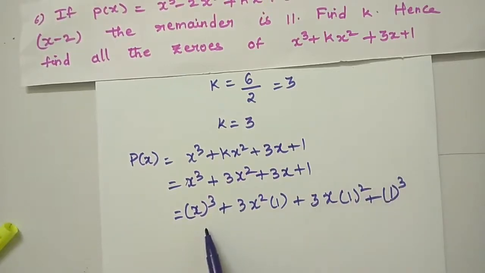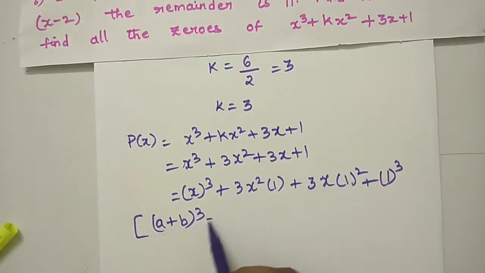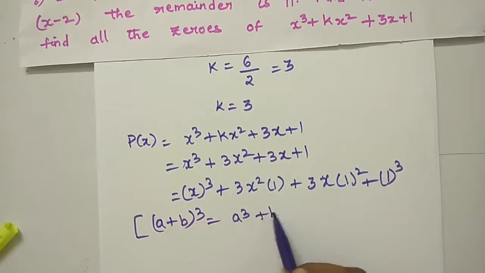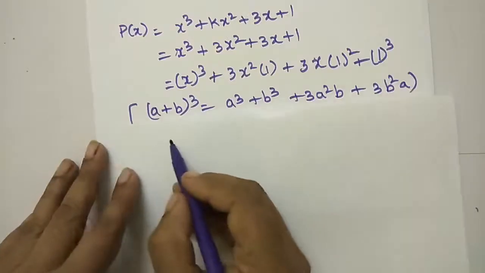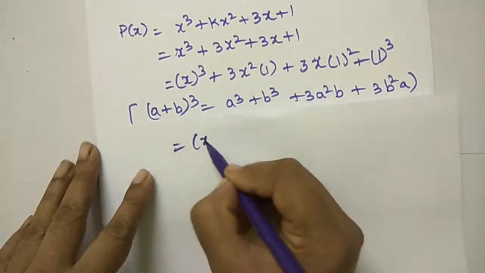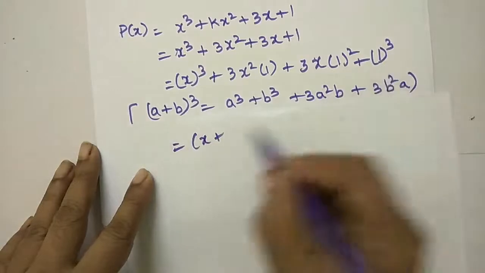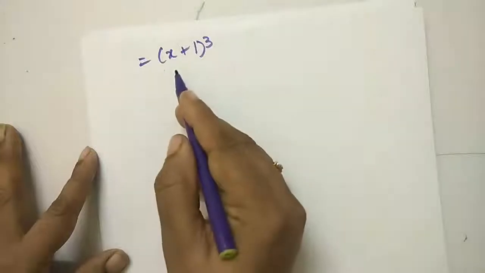If you see, it is quite similar to the algebraic identity, that is a plus b whole cube is equal to a cube plus b cube plus 3 a square b plus 3 b square a. Is it? This can be written as, in place of a you have x, is it not? In place of b you have 1. So 1 whole cube. Okay. x plus 1 whole cube.